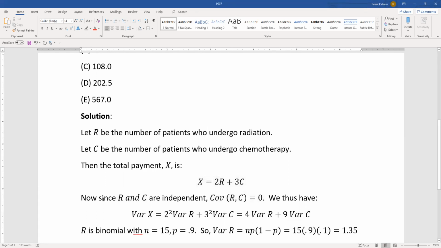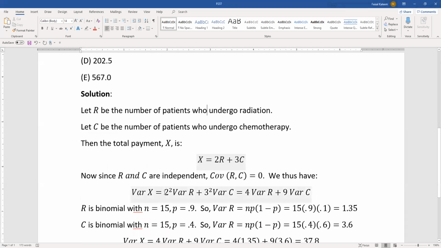But since R and C are independent, they're given that the patients who undergo different treatments are independent, so the covariance of R and C is 0. And so we will just have A squared variance R plus B squared variance C, and the covariance term will be 0. And so A is 2, B is 3. So variance of X will be 2 squared variance R plus 3 squared variance C, which will be 4 times variance R plus 9 times variance C. So now we go about finding the variance of R and variance of C.